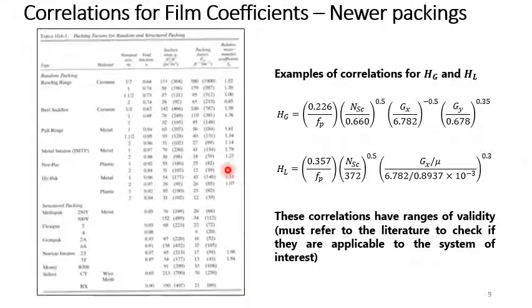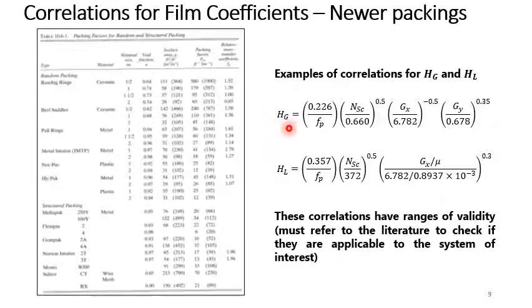Some don't have values of Fp, so you can just take one if there isn't any value. You can't take 0, because otherwise your correlation won't work. These are some examples of correlations for Hg and HL that you can use, using the values from this table.